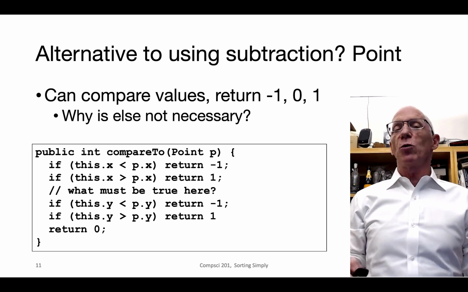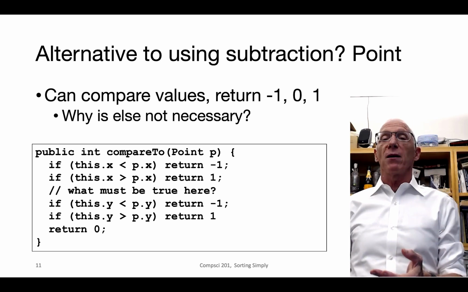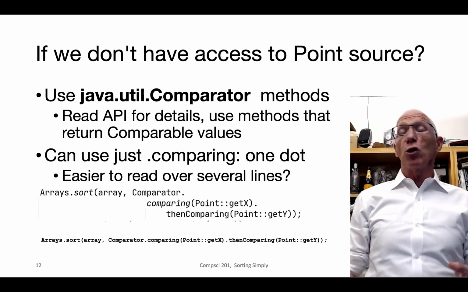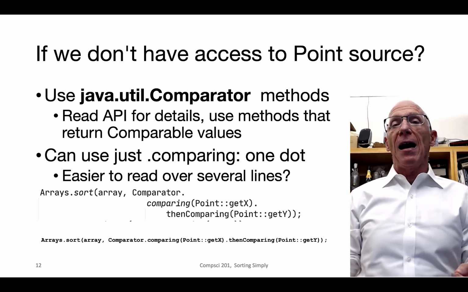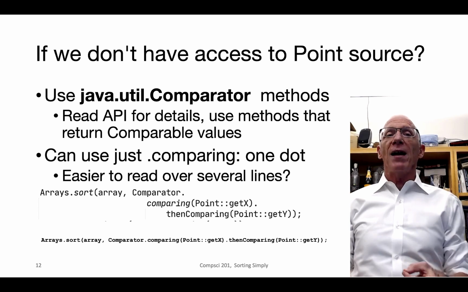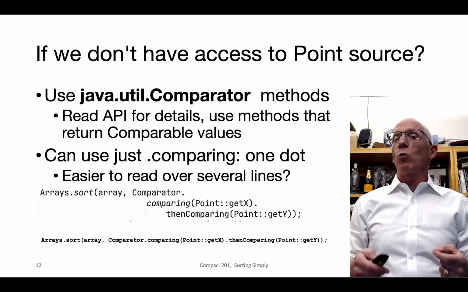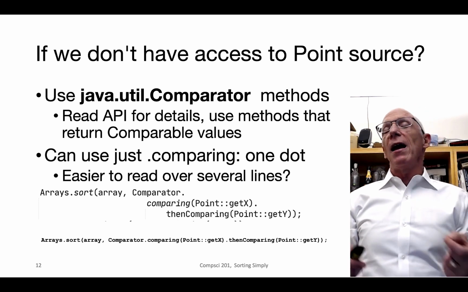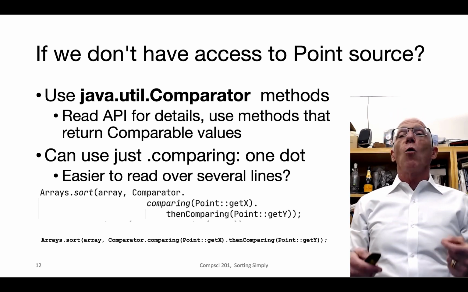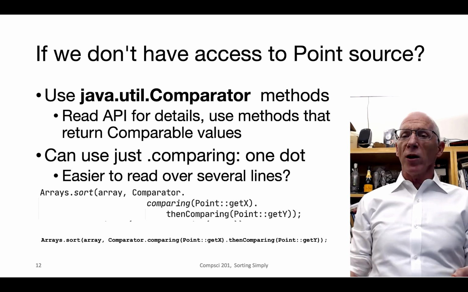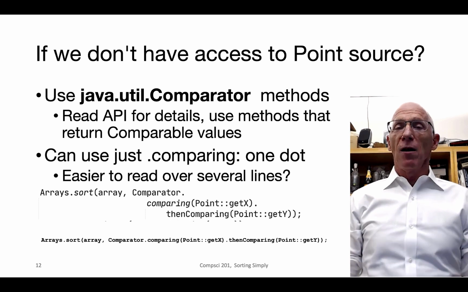Now this assumes we have access to the Point class so that we can modify the source code to implement Comparable<Point>. But sometimes you may not have access to the source code, or you may want to change how the default compareTo works. For that, we use another interface, java.util.Comparator. And we'll have to read the API for more details. And there are many methods that we can use in implementing this interface. What we'll see is that we can sort an array of Point objects by using a comparator that we specify.